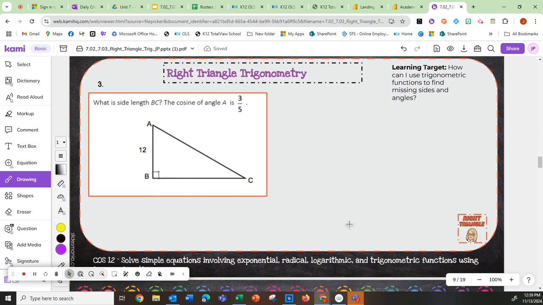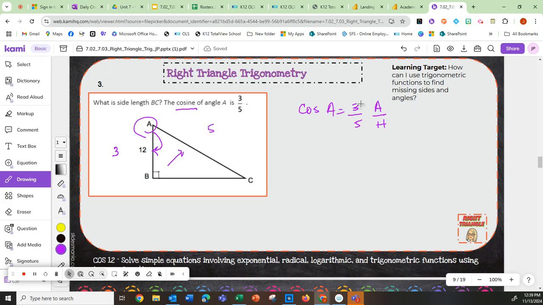All right, this one's a little bit harder because it's actually giving you the cosine. So it's saying the cosine of angle A is 3 over 5. So remember, cosine is adjacent over hypotenuse. So I'm going to find angle A. Adjacent is going to be 12. And you're going, well, I know 12. Why are they telling me that it's 3? So let's just write it down for a second. 5 is the hypotenuse. So let's go opposite of the right angle.